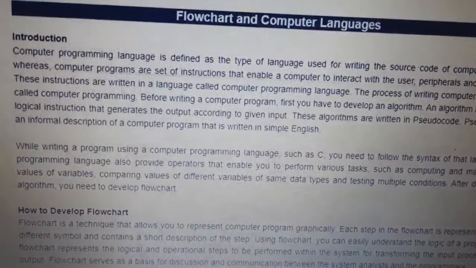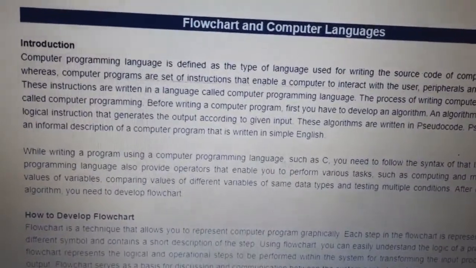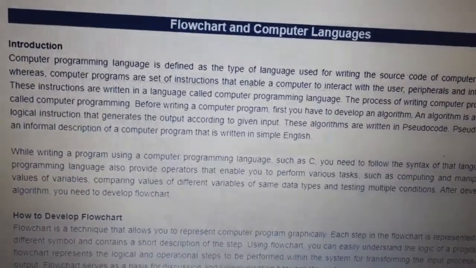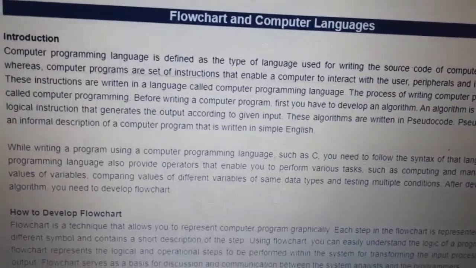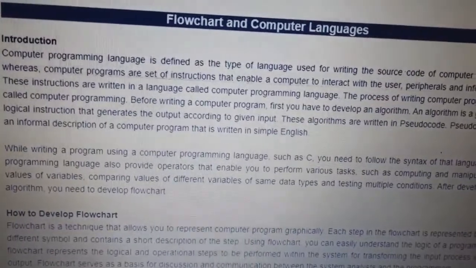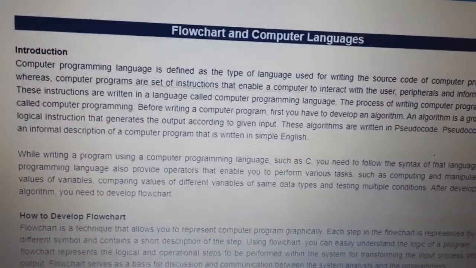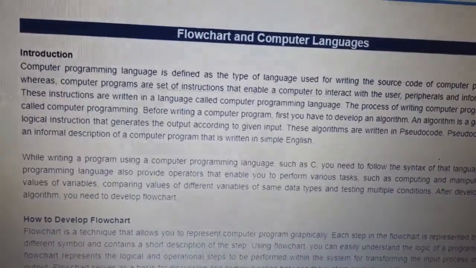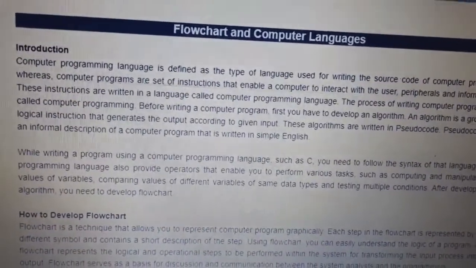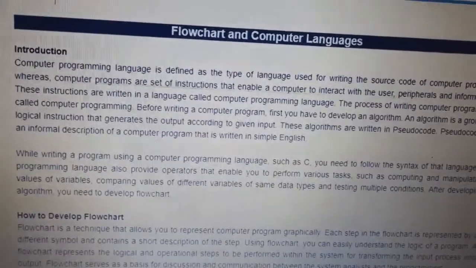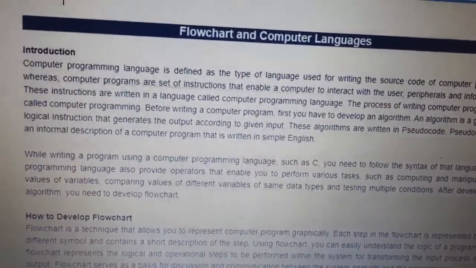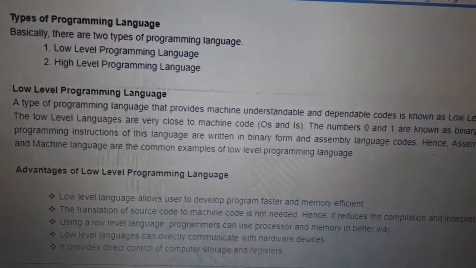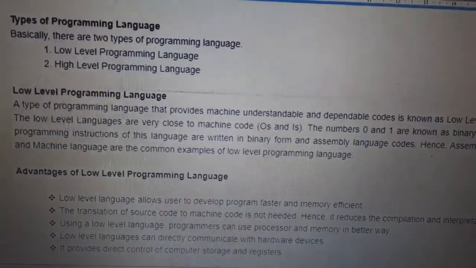Under computer language, it comes like machine language, assembly language, high level language. Machine language means binary code or object code. And assembly language is considered a low level language for microprocessors. And lastly, high level programming language is closer to human language. And now we'll see types of programming language.